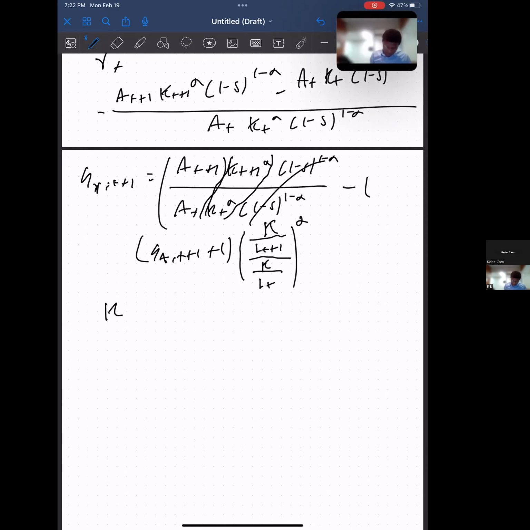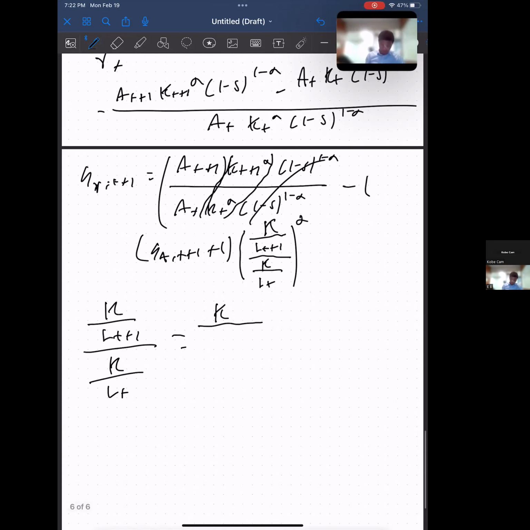Okay, so now let's figure out what this is. So now we have K divided by L_{T+1} divided by big K over L_T. Well, this is just the same thing as K divided by L. We have this in the numerator of our total denominator, so we can bring this right here, and this is in the denominator of our total denominator, so we can bring this up. L_{T+1}, right? So these two K's cancel. Now we just have L_{T+1}.